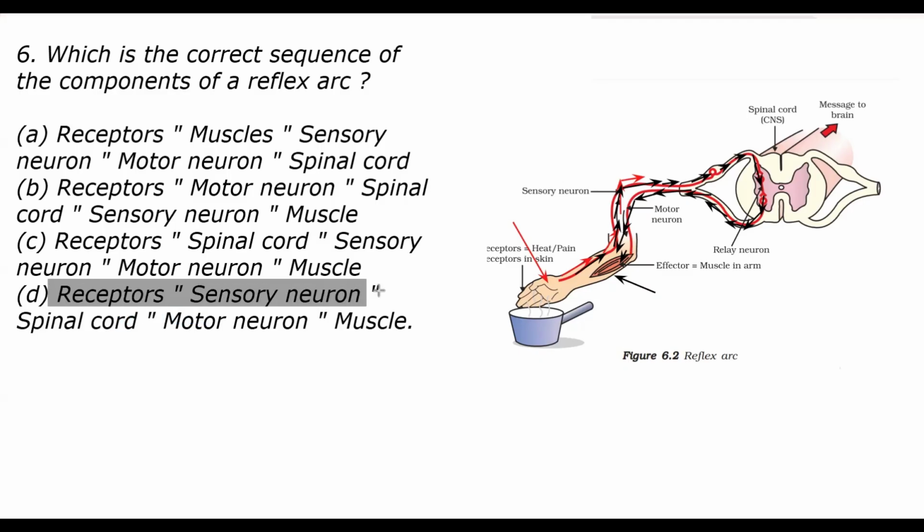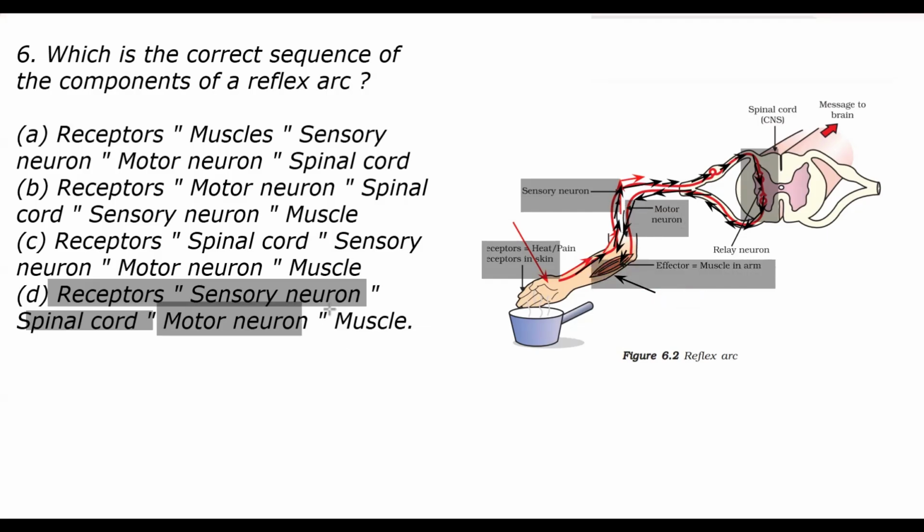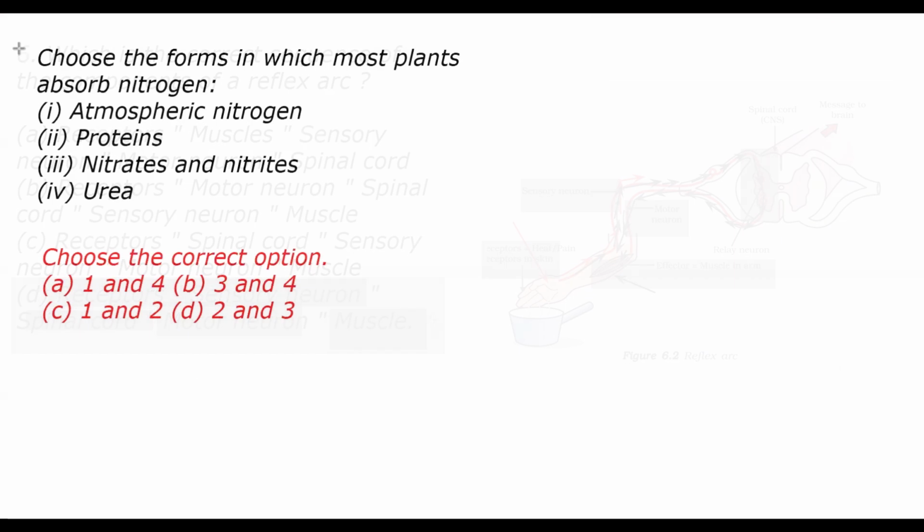Receptors to sensory neurons. Yes, this is receptors to sensory neurons to spinal cord. That is the spinal cord here. And the motor neurons, this is the motor neuron here. And then the effector, which is the muscle over here. Muscle and effector are the same over here. So D is the correct option in this.